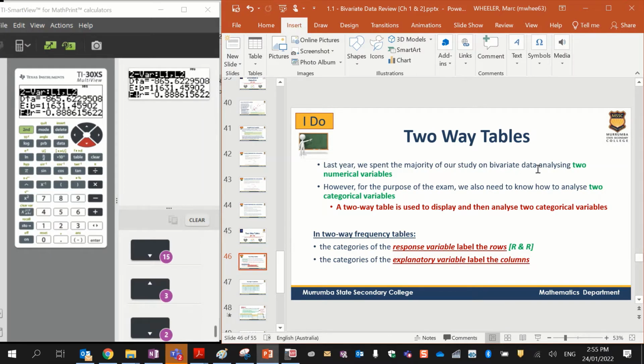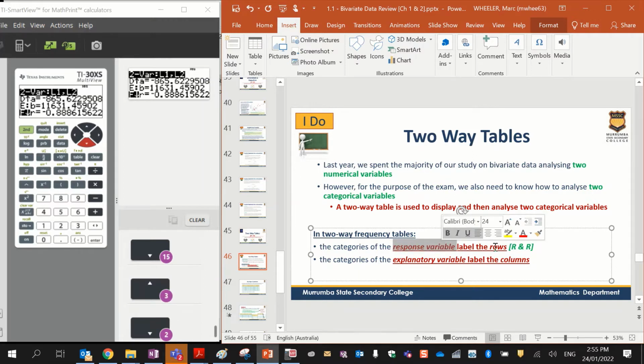Last year we spent the majority of the time on two numerical variables. However, you have to know this for the exam. In two-way tables, this is the most important thing: the categories of the response variable are the rows. The easy way to remember is R and R: response variable, label rows. Response rows.